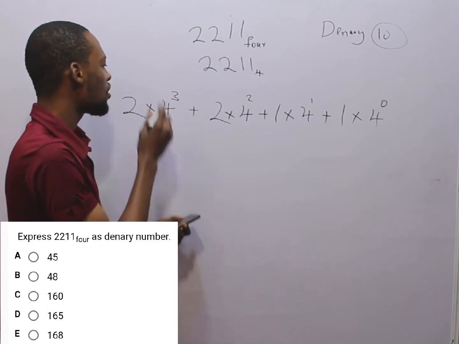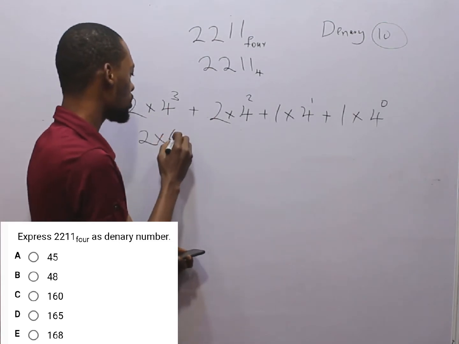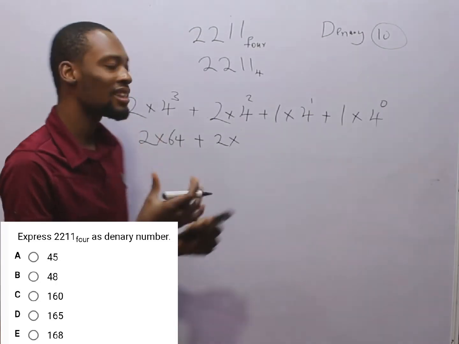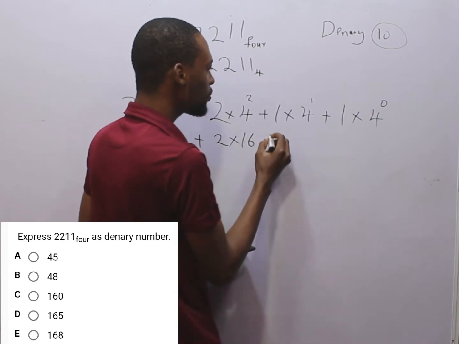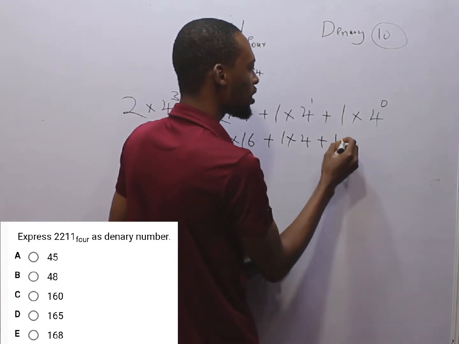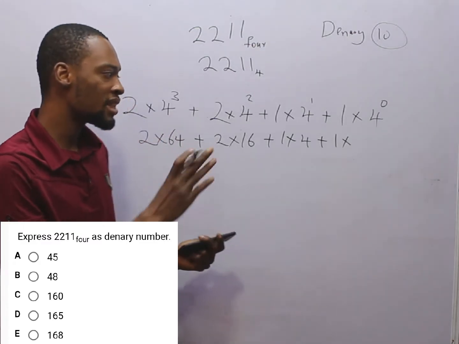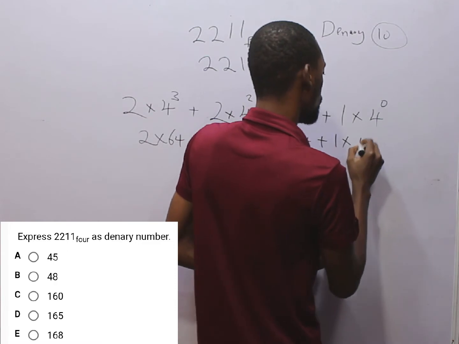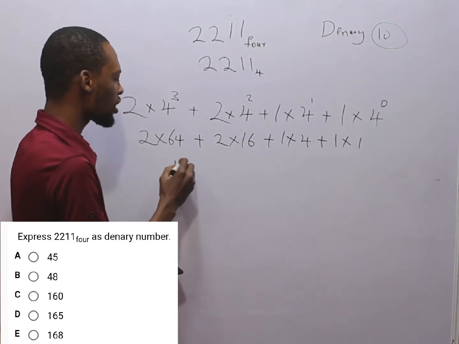This is 2 times 4 raised to the power of 3, which is 4 times 4 times 4. That will give you 64 plus 2 times 4 raised to the power of 2, which is 4 times 4. That is 16. 16 plus 1 times 4 raised to the power of 1, which is 4, plus 1 times 4 raised to the power of 0. Any meaningful number raised to the power of 0, the result is always 1. So plus 1 times 1. What does this give you? 2 times 64 is 128.